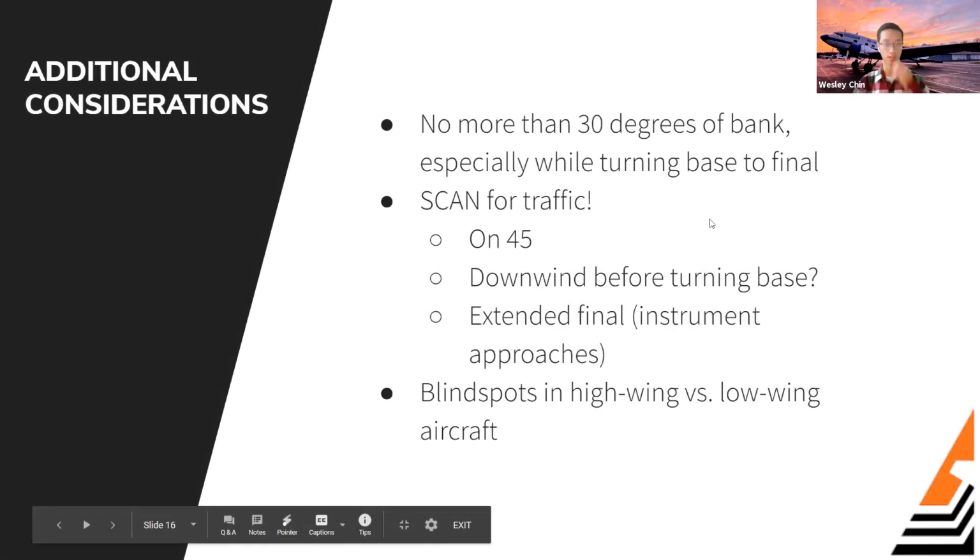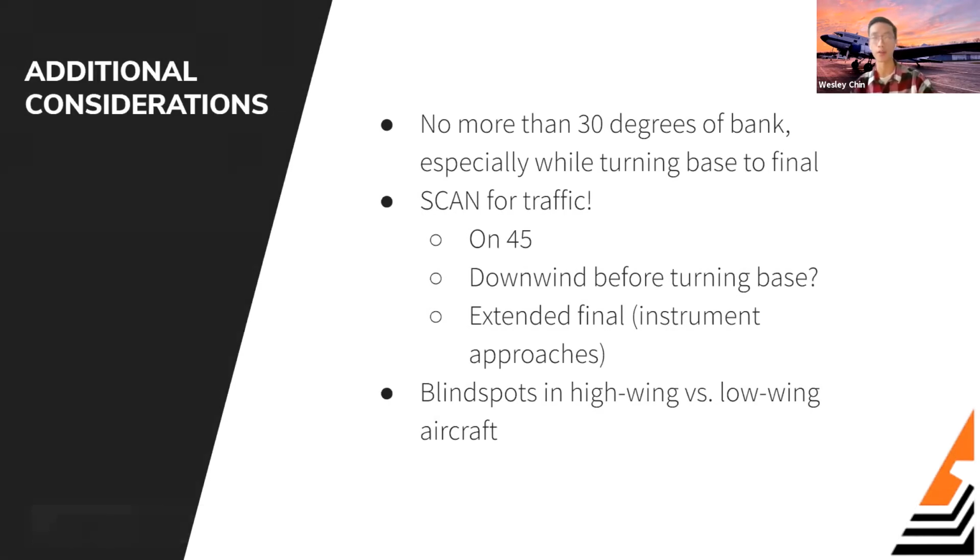All right, so just some additional considerations I wanted to mention with the pattern here, especially for students, right? When we're turning, shouldn't be using any more than 30 degrees of bank, especially while turning base to final, right? You don't want to end up in any kind of cross-controlled stall. And something else to mention and definitely emphasize is we always want to be scanning for traffic, right? In the traffic pattern, there's likely going to be a bunch of different aircraft there.